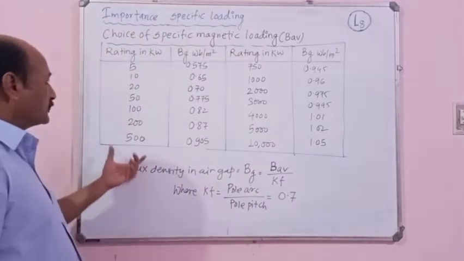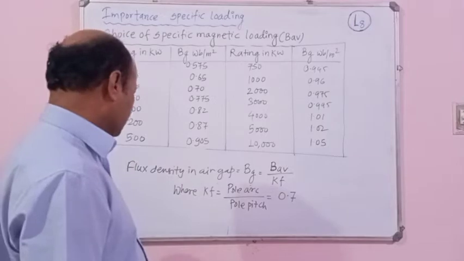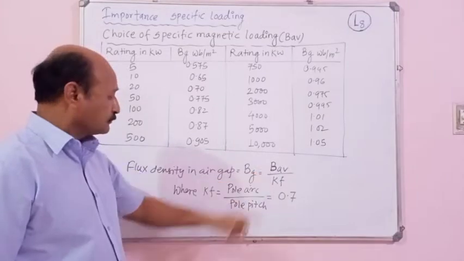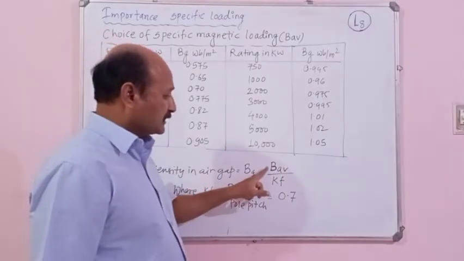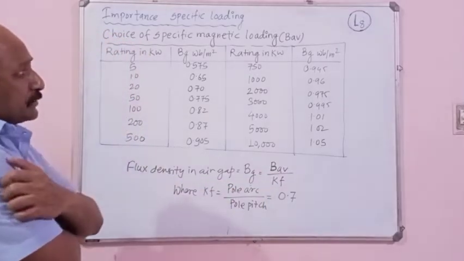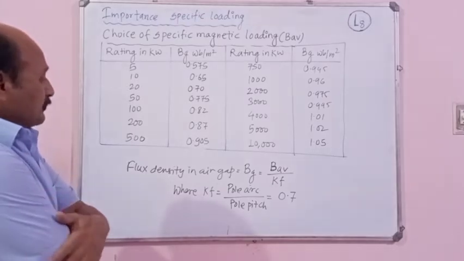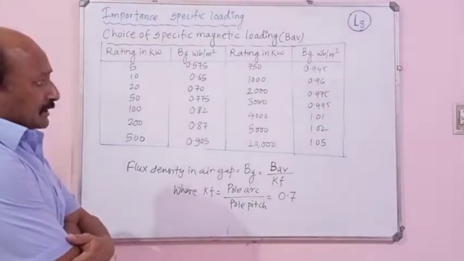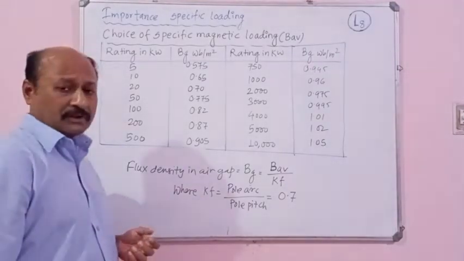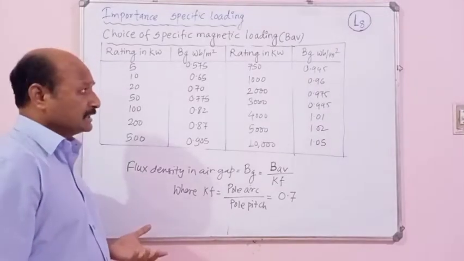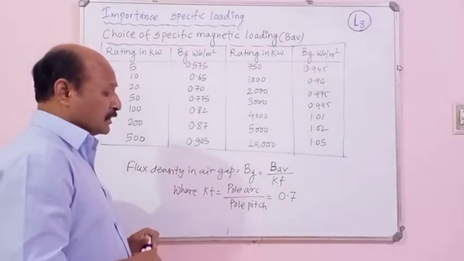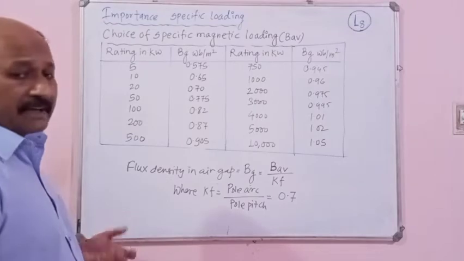So in this way, depending upon the rating of the motor, we have to select the flux density in the air gap, that is, Bg equals the specific magnetic loading divided by Kf. So in this way, the specific magnetic loading has importance while selecting the value of flux density in the air gap. Otherwise there will be more losses due to the selection of the frequency. Then the area increases. If the voltage is more, insulation is required, and we have to select the proper value of flux density.